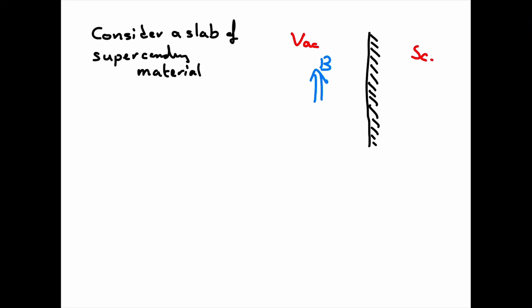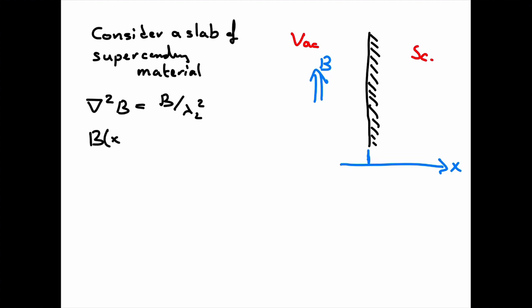We're going to look for the variation in B as we go inside the material. So let's define x as a coordinate which tells us about the distance inside the material. So we're trying to solve the equation del squared B equals B over lambda L squared. Now B is going to change as I go into the material.